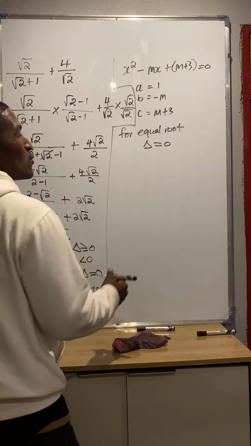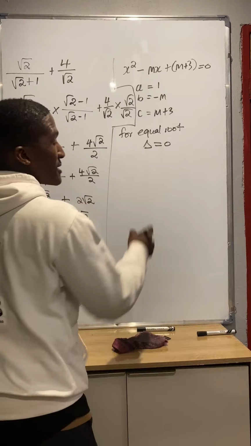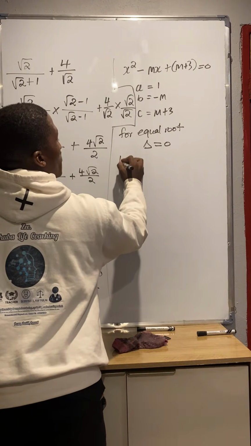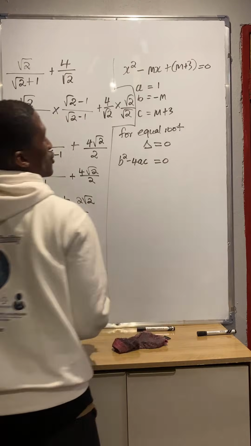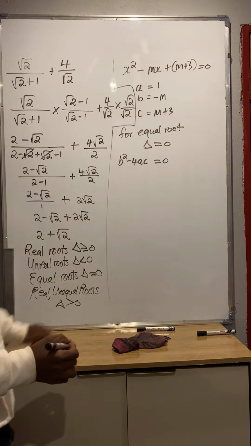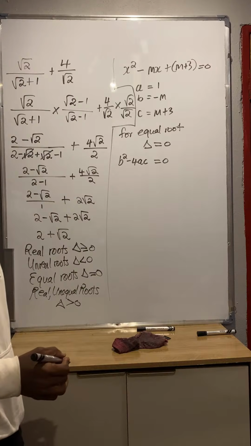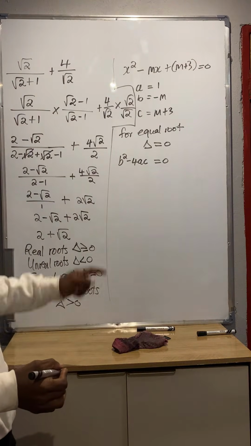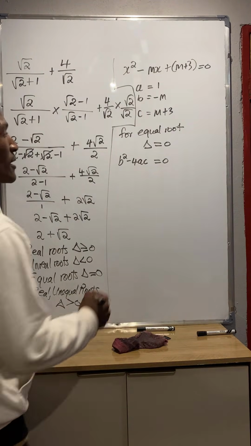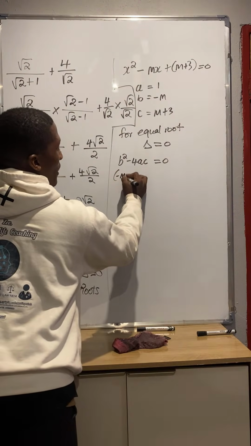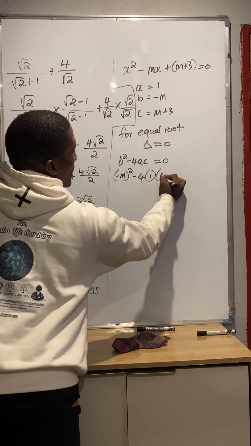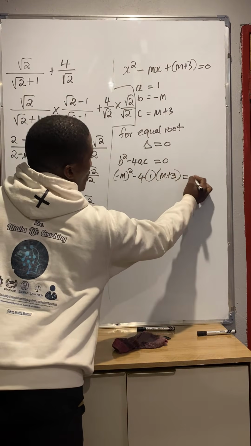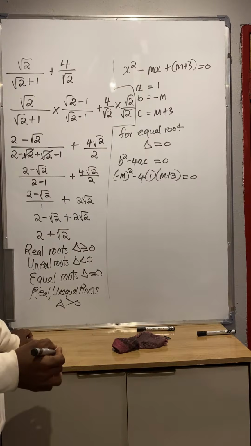Okay? Then you say, what is delta? Delta is b squared minus 4ac, equal to 0. Then what is your b? Your b is negative m. Your c is m plus 3, and your a is 1. Therefore, it's going to be negative m squared minus 4 times 1 times (m plus 3) equals 0.